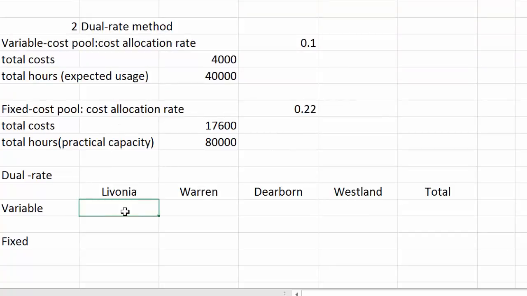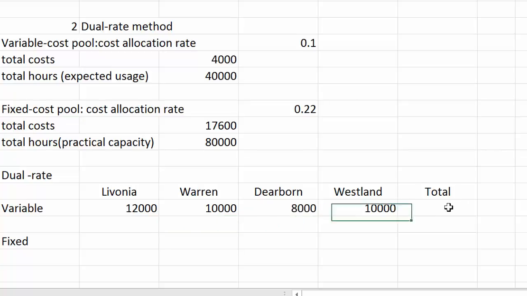So for the variable, first of all, let's find out the expected usage hours for each department. So I'm looking at 12,000 hours, 10,000 hours, 8,000 hours, and 10,000 hours. Okay, so together you should have 40,000 hours. Okay, then in terms of cost, let me move this fixed down there.